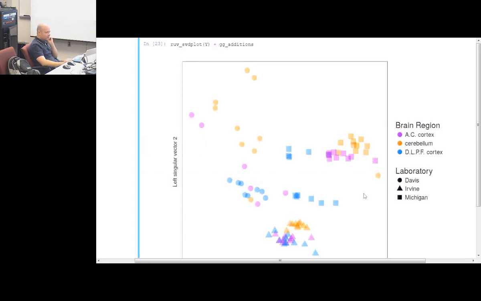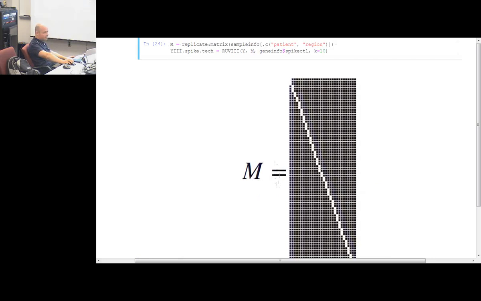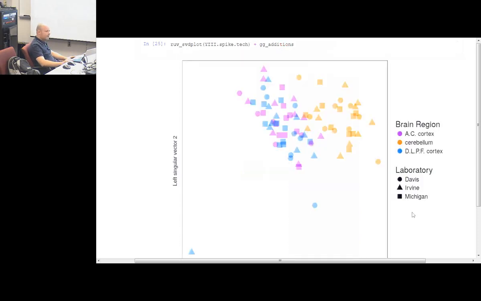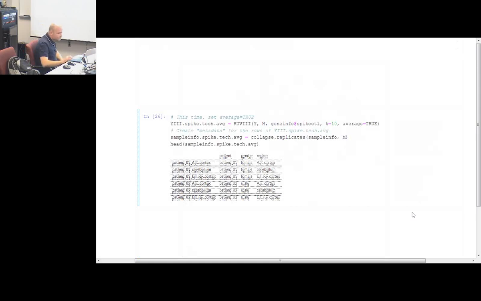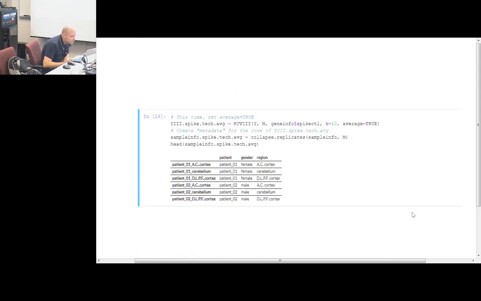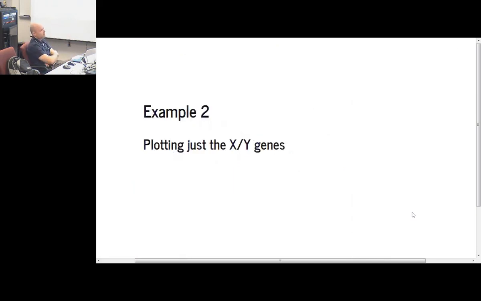As a reminder, this is what the data looked like before normalizing, and here is what my mapping matrix looks like. So again, these 3 samples are all the same. These 3 samples are all replicates. These 3 samples are all replicates, and so on. And then here is the normalized version of the data using RUV3. Okay, I'm going to skip over this. I want to get to example 2.